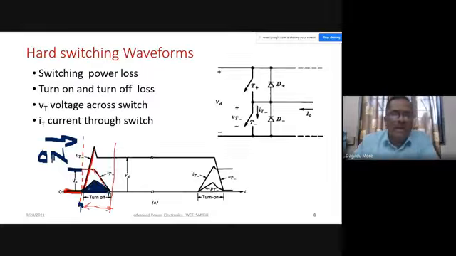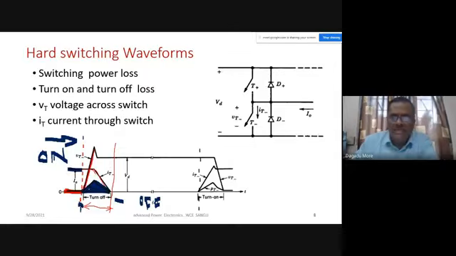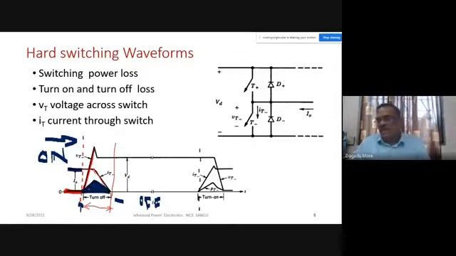So now our device is off. Once it is off, there is no switching loss. Now we want to turn it on. Now we turn it on. Again, at this instant, we initiated the turn on process.